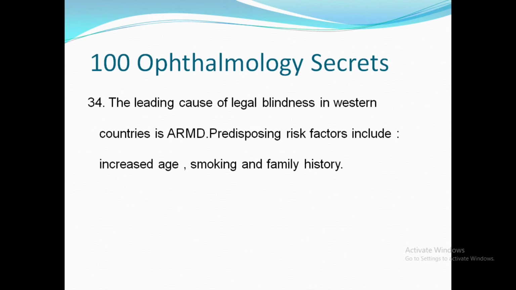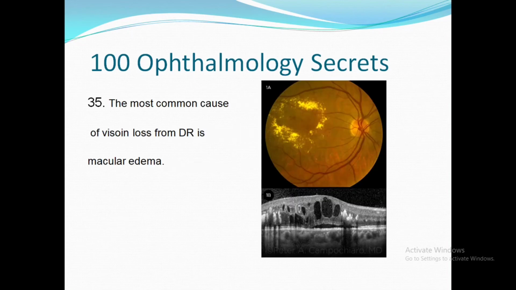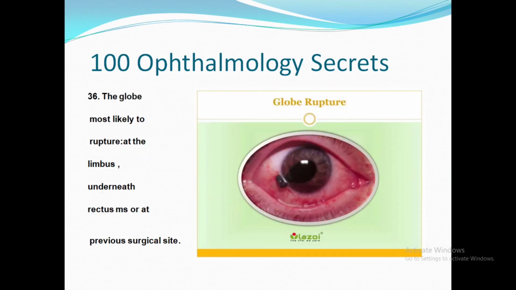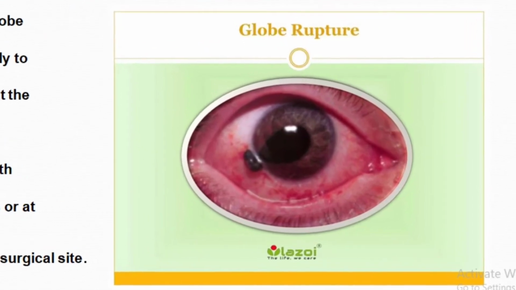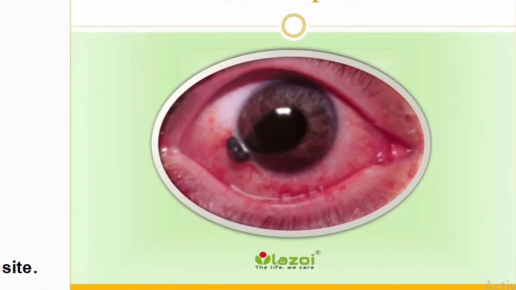The leading cause of legal blindness in Western countries is age-related macular degeneration. Predisposing risk factors include increased age, smoking, and family history. The most common cause of vision loss from diabetic retinopathy is macular edema. The globe is most likely to rupture at the limbus underneath rectus muscle or at previous surgical site.